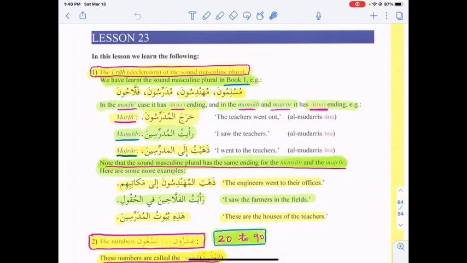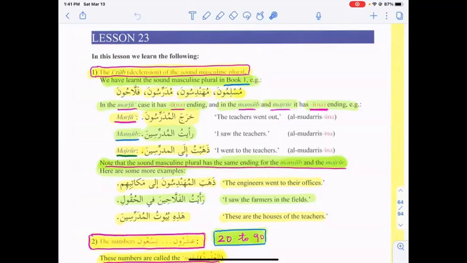But the context of the sentence will tell us, is it majroor or is it mansub? See, Ra'aytu needs maf'ulun bihi, so it has to be mansub. And ila needs ism majroor, so it has to be majroor. Note that the sound masculine plural has the same ending for mansub and majroor. Yes, we checked it. Here are some more examples.